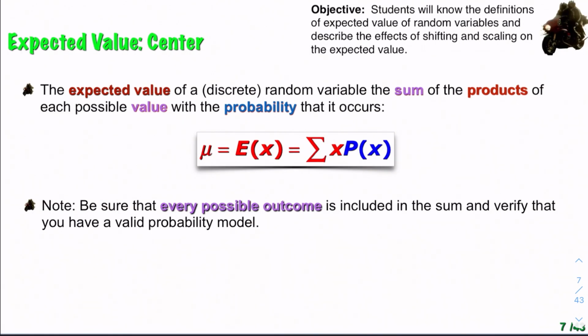So here's the new notation. An expected value of a discrete random variable is the sum of the products of each possible value with the probability that it occurs. And do note, be sure that every possible outcome is included in the sum and verify that you have a valid probability model. So when we say a valid probability model, we're saying that all of the probabilities have to add up to 100.